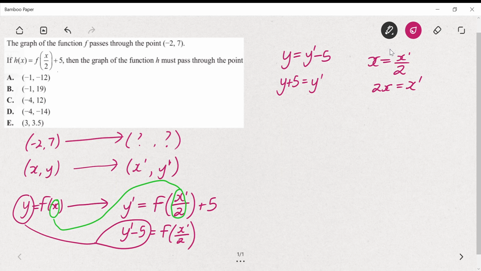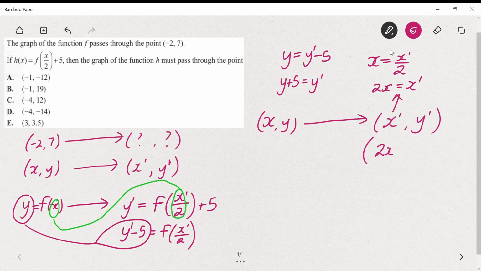So remember at the start I was saying we want some point x, y to transform into its image point x prime, y prime. Well, we now know that x prime from above here is equal to 2x, and we know that y prime here is equal to y plus 5.